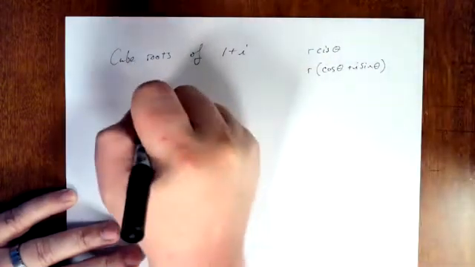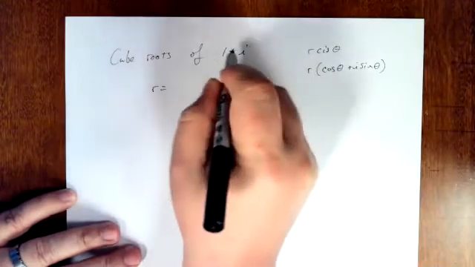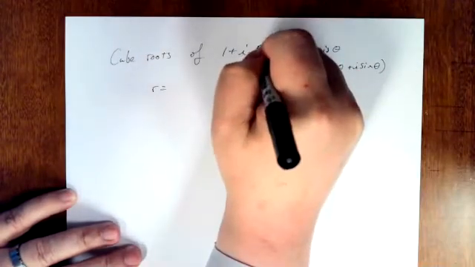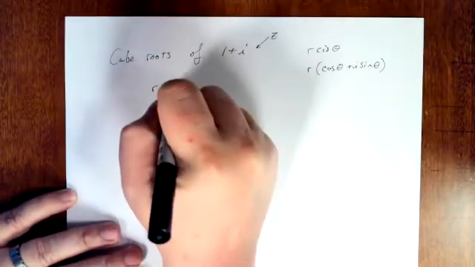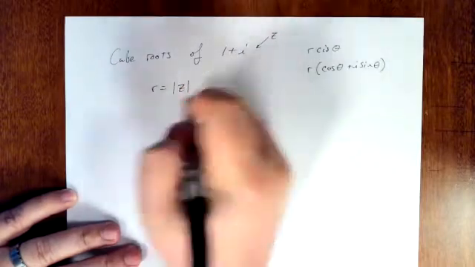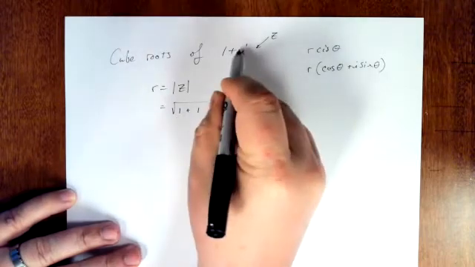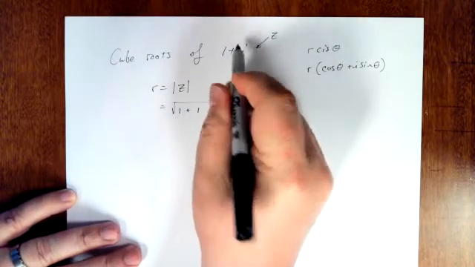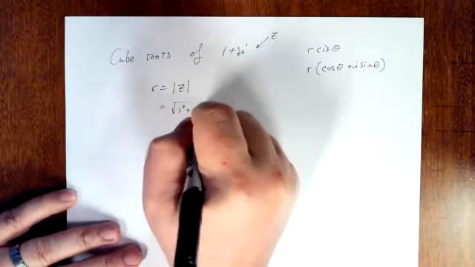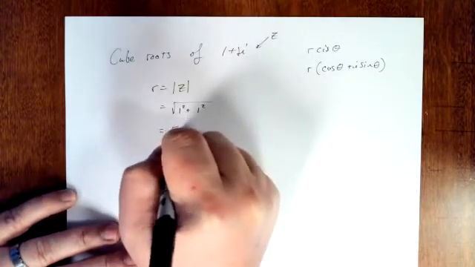To find r, it is the magnitude of this. I'm just going to call this z. This is my z. So r is the magnitude of z, and that is the square root of 1 plus 1, because I have 1 right there. There's a 1, that's my coefficient. So it's the square root of 1 squared plus 1 squared, and this is the square root of 2.